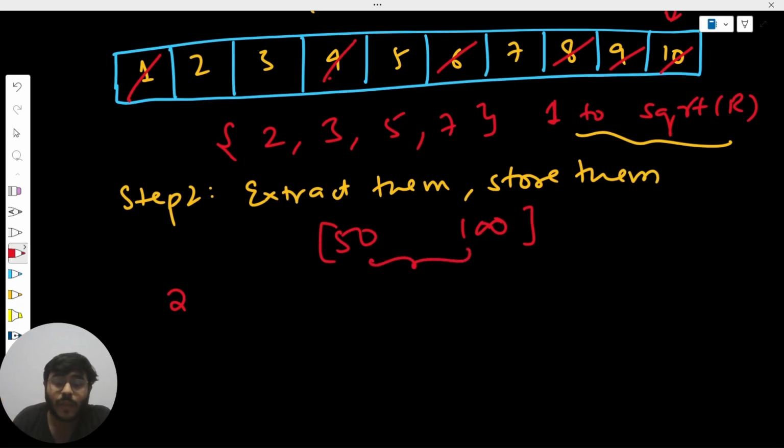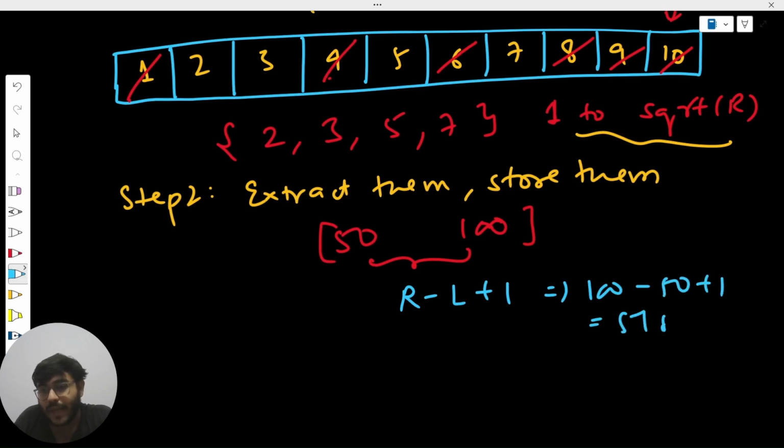We need to mark all the multiples of this number in this range. Okay, so first of all, before going on marking the multiples, what do we do? We create a temporary array, or let's say a prime array, a new prime array. And what will be its size? Its size will be equal to r minus l plus 1. So this will be 100 minus 50 plus 1, a 51 sized array.